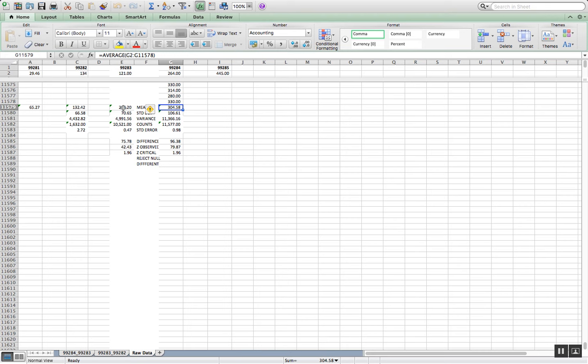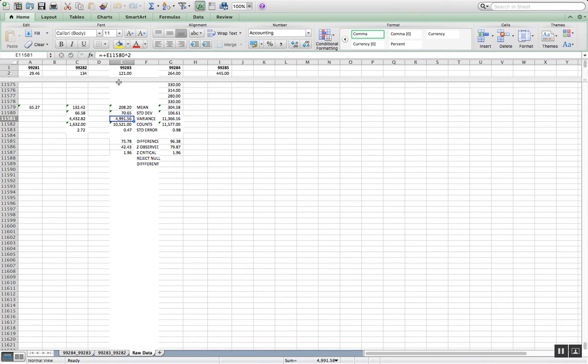In the second step, we find the standard deviation, and the formula for that is equals STDEV.P, because we want the standard deviation for a population. And we'll do it also for 99284, is G2 colon G11578. Same for the variance. And the variance is the square of the standard deviation.